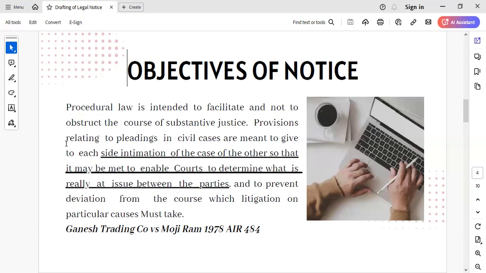Procedural law. Yes, please read. Procedural law is intended to facilitate and not to obstruct the course of substantive justice. Provisions relating to pleadings in civil cases are meant to give to each side intimation of the case of the other so that it may be met, to enable courts to determine what is really at issue between the parties and to prevent deviation from the course which litigation on particular causes must take.